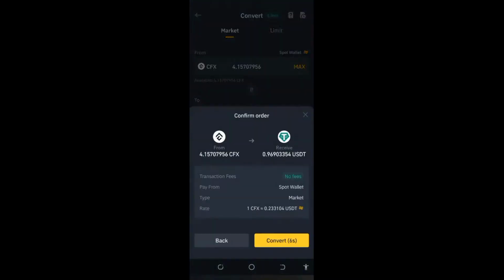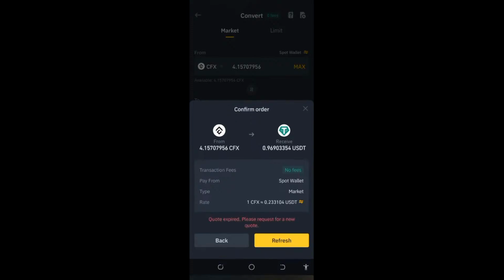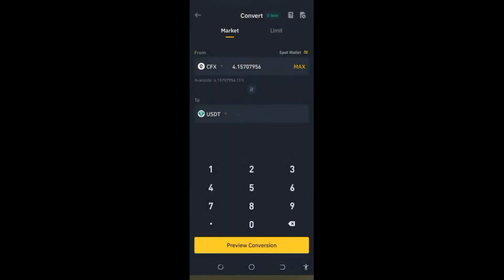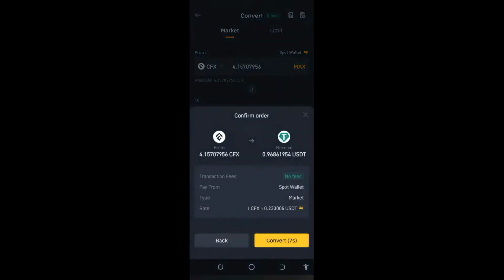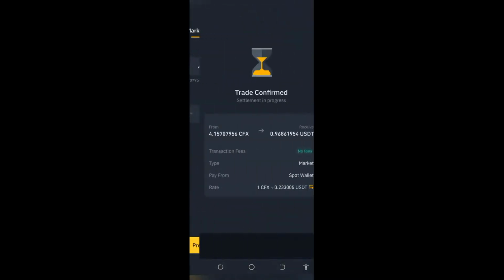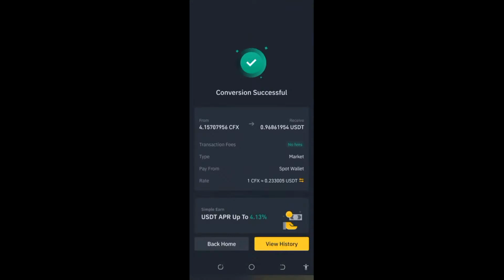I was too much in a hurry to get that back. Oh, we lost 4 cents. Is it 4 cents? About 3 cents thereabouts. Anyways, let's just take it as the cost of our practicals. We got to learn some things; this happens. We have to learn it.